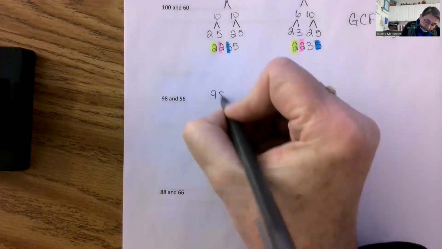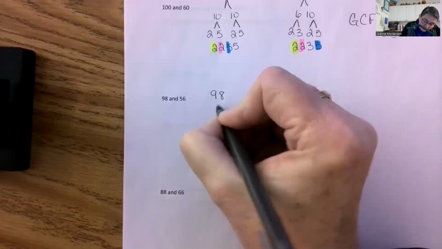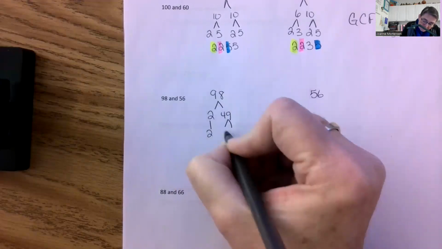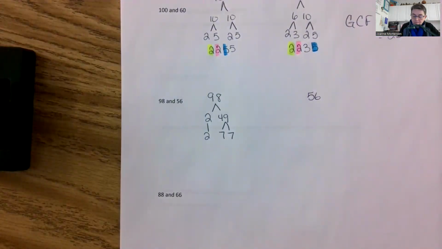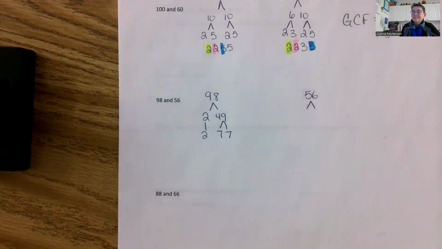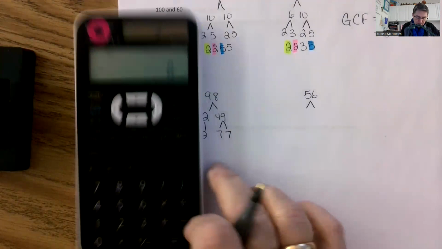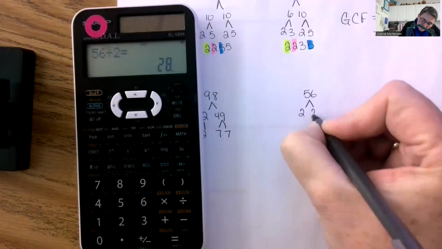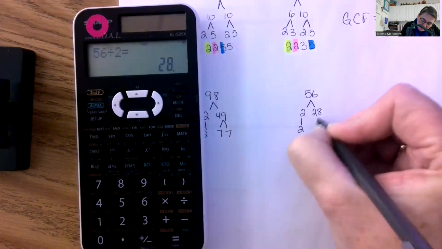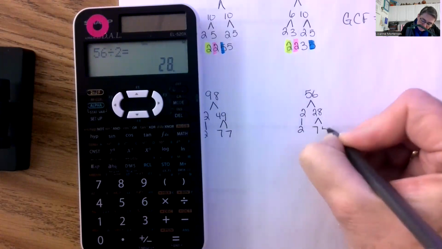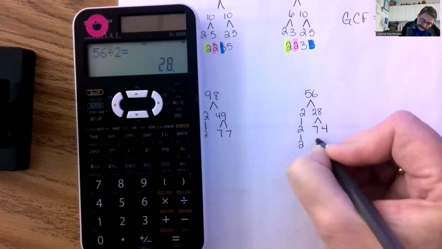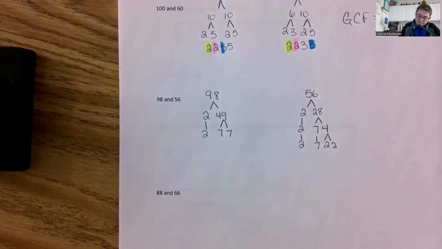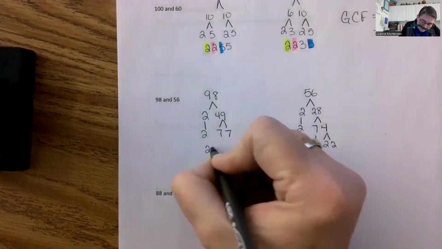All right, 98 and 56. 2 times 49, and I memorized that's 7 times 7. 56, I don't know what it is about that number. 56 bothers me. I can never remember what the factors are. So I'm going to divide by 2. Okay, 2 times 28. I know this is 7 times 4. So 2, 7, 7.